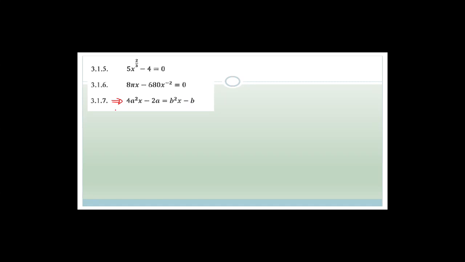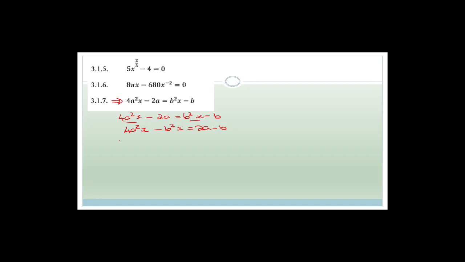So 3.1.7 is basically factorizing. We've got 4a squared x minus 2a is equal to b squared x minus b. Now they've asked us to solve for x. Since I've got two terms with x in them, I'm going to group these two together and put the other two on the other side of the equal sign. So I've got 4a squared x minus b squared x equals 2a minus b, because when I take this minus 2a across, it becomes positive 2a.